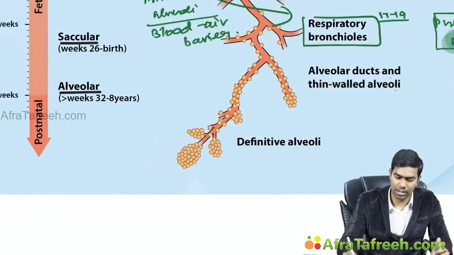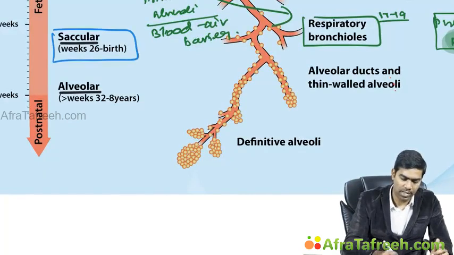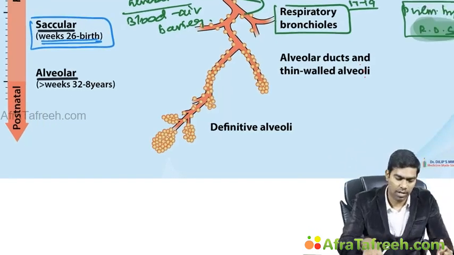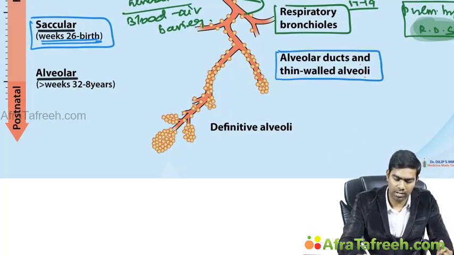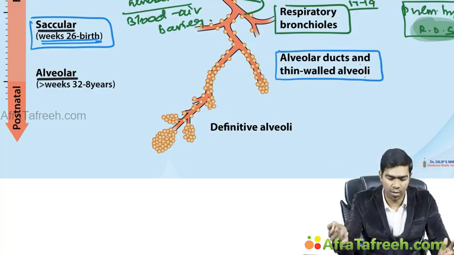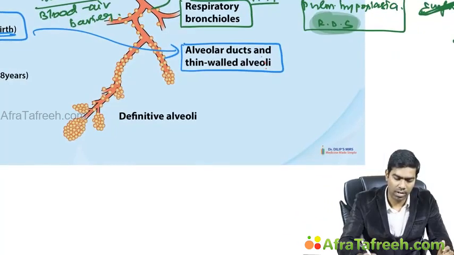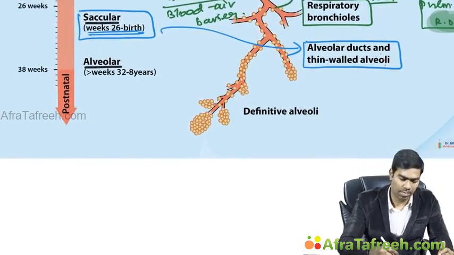And then you have the saccular period. Typically, the saccular period happens from week 26 up to birth. We are going to form alveolar ducts and very immature, thin-walled alveoli, not fully functional alveoli. There is not much clinical importance to this saccular period.